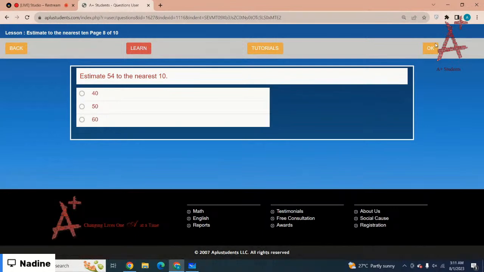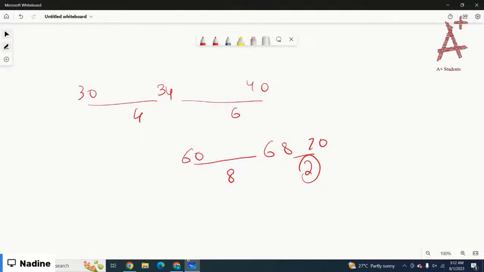Estimate 54 to the nearest 10. So which is the correct option? 54 is between 50 and 60, right? You have 54, 50 and 60.